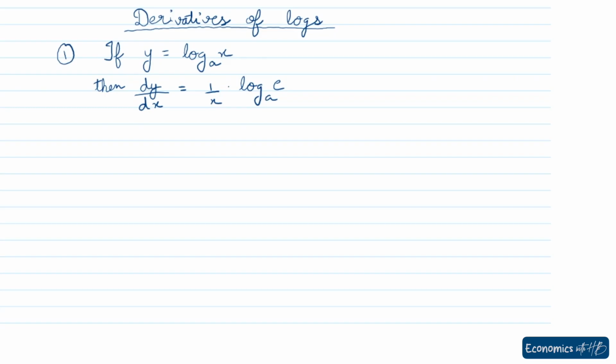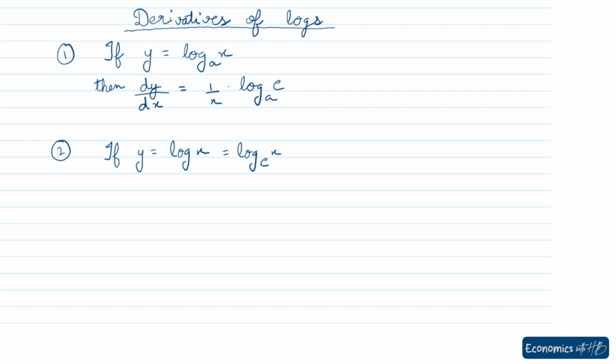If base a is not given, then the default base we take in derivatives of logs problems is e. Means if only log x is given, it is read as log x to the base e. Look at this second derivative property as an extension of the first one. If y is equal to log of x, here we have removed the base. So if y is equal to log of x, if you see, this is exactly same as the first property, just that the base is not there. So if y is equal to log of x, here base is not given, so we take it as default e. It becomes y is equal to log of x to the base e.